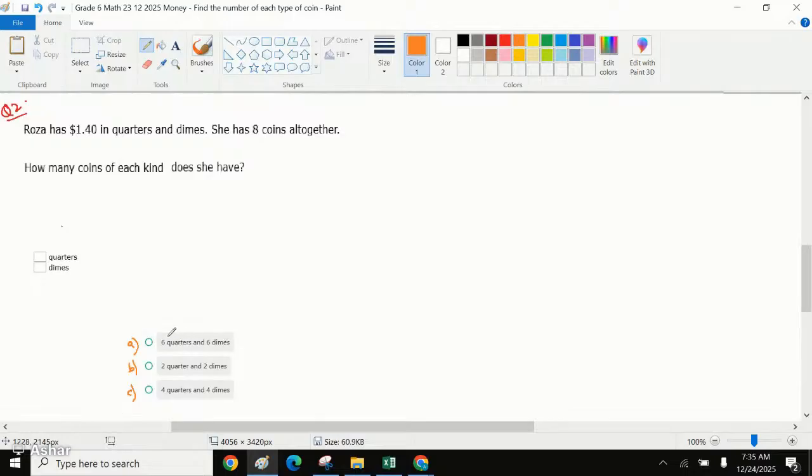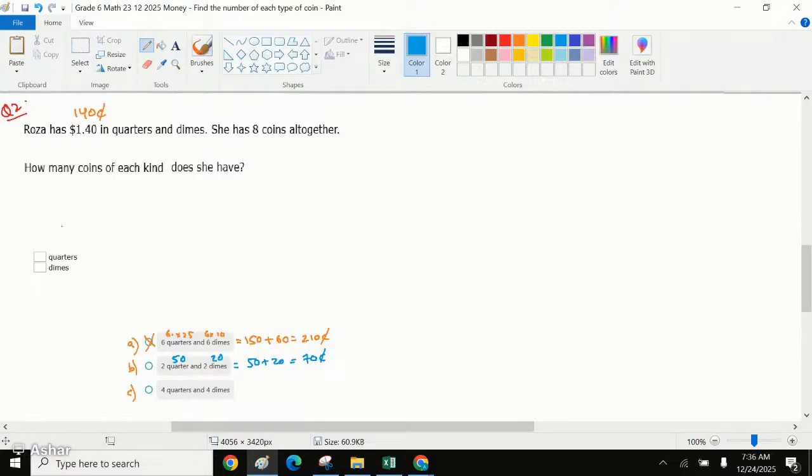So let's look at the options and first simplify them and see what are the possible answers. 6 quarters means 6 times 25. Dimes would be 10, right? 6 times 25 is 150, right? 150 plus 60. That would mean 210 cents. The total was 140 cents. That means option A is impossible, right? We look at the second. 2 quarters, that means 50 and 20. So we can write 50 plus 20, that is 70 cents. That means it's smaller than 140.